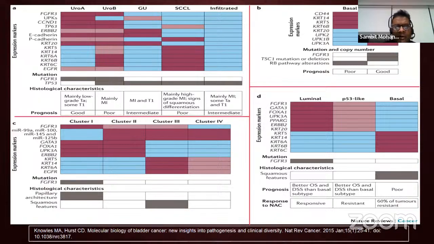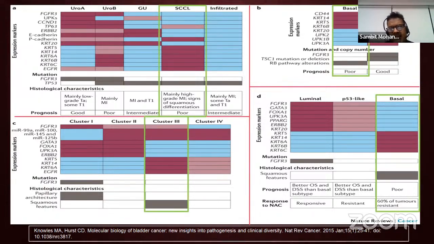Then we have something called a P53-like tumor, which again has a poor survival, but they're resistant to neoadjuvant chemotherapy with platinum. Basal-like tumors have poor prognosis. They express basal-like keratins like CK5, 6, and CK14, and they're again resistant to neoadjuvant therapy.